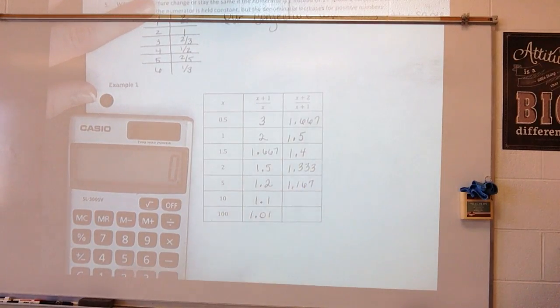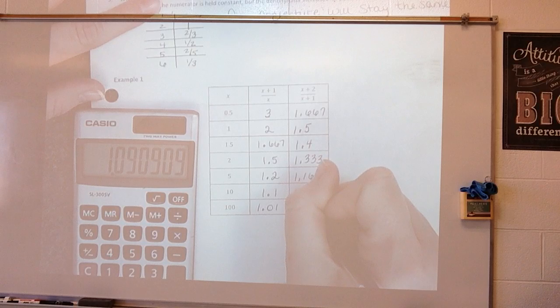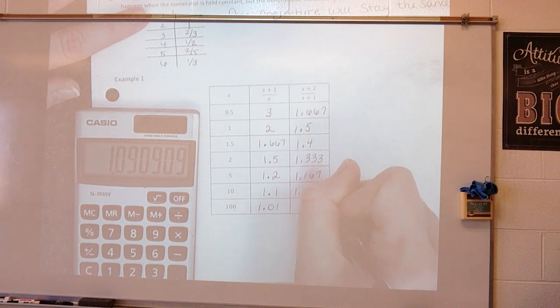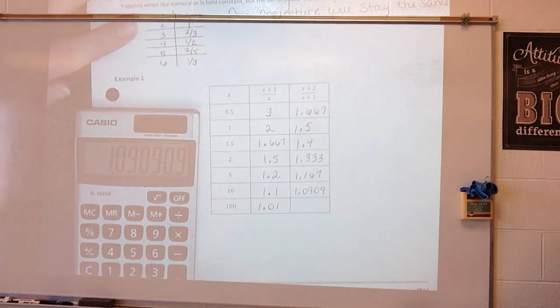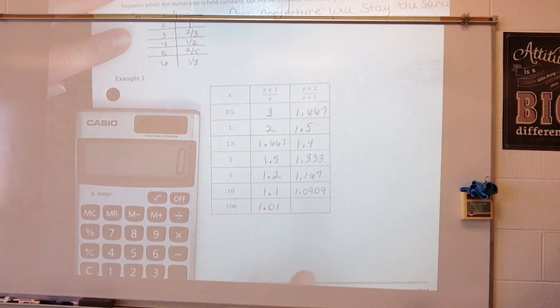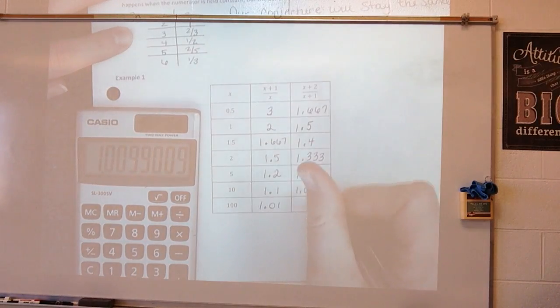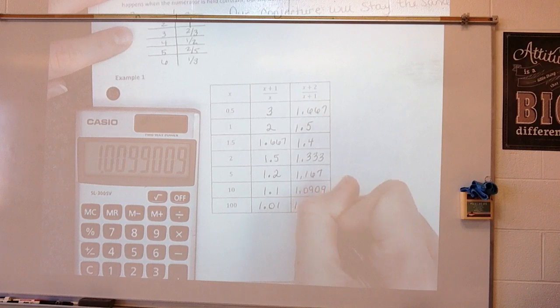All right, so I have 10, so 12 divided by 11. Ooh, look at this, 1.090909, so the 09 repeats. All right, and then I have 102 divided by 101, 1.0099.